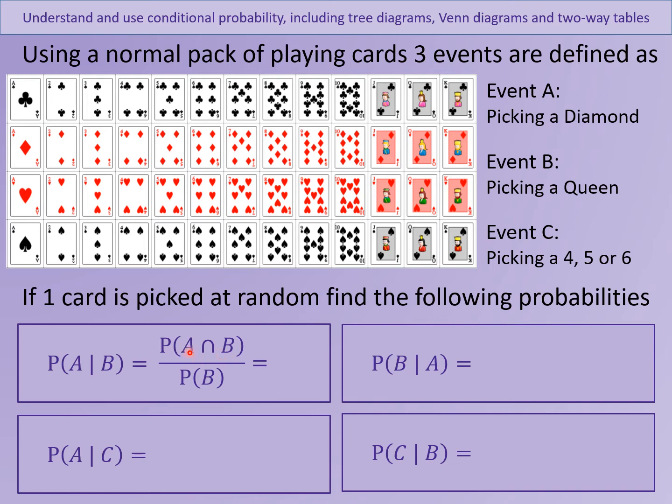Now we know the probability of getting a queen and a diamond is 1 out of 52. Out of, what's the probability of getting a queen? Well, that's 4 out of 52. So 1 out of 52 divided by 4 out of 52 is 1 out of 4.